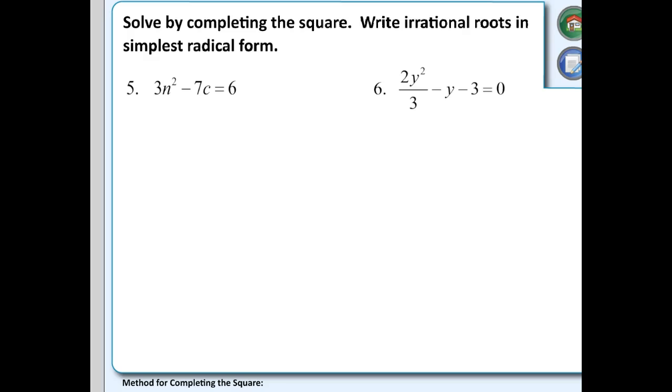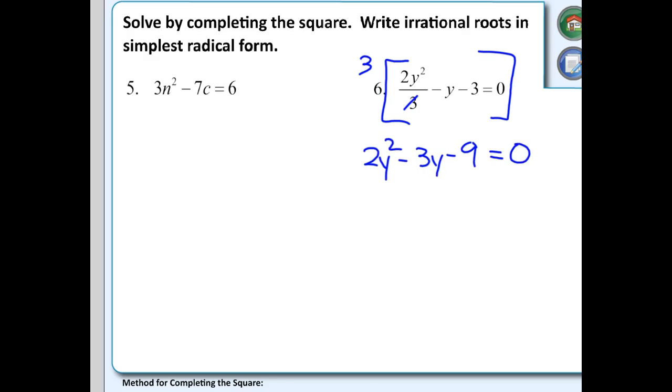So I think probably the easiest thing to do here would be to use elimination. Okay, I'm going to go ahead and multiply everything by 3. So now I've got 2y squared. That 3 is going to cancel there. Minus 3y minus 9 equals 0. So we eliminated the fraction.